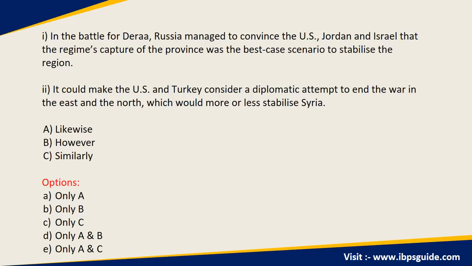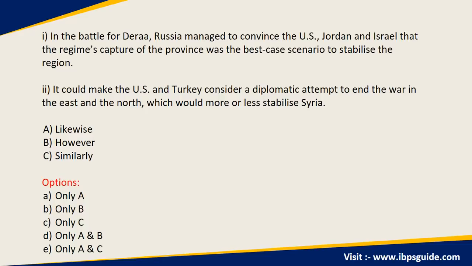So both sentences are talking about ways to stabilize a region. So that means that we have to use a support sign, something that says that both of these sentences are similar, right? Okay, let's look at the options. Likewise, however, similarly. Now, likewise is used when you're talking about two things that are similar. It is a support sign. So this word is applicable to this sentence.